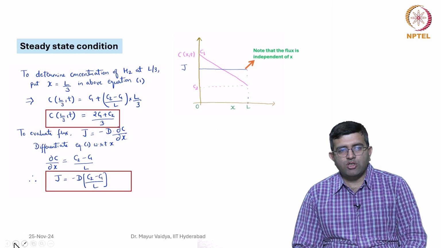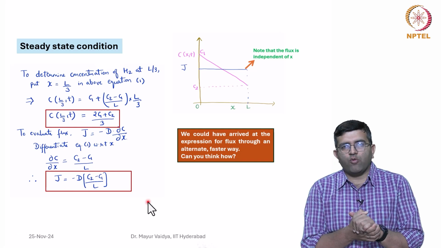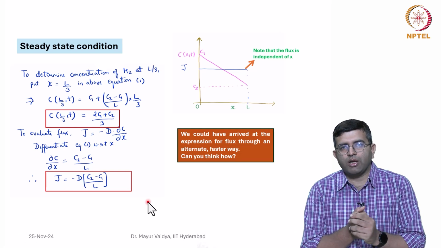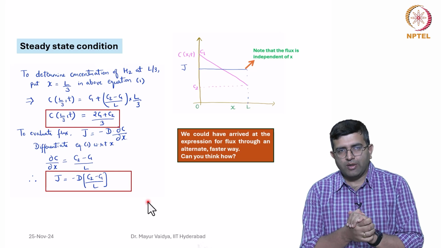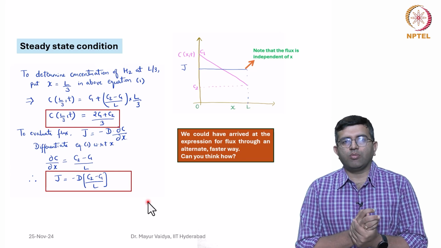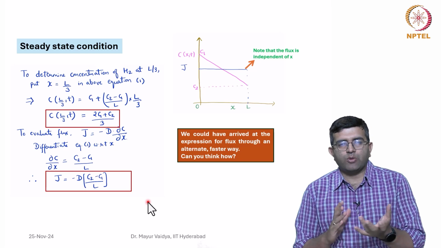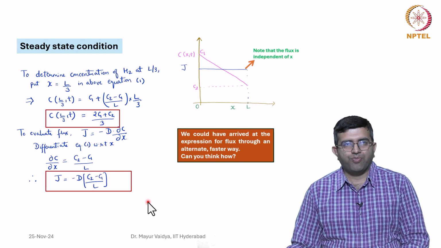Now, if you carefully observe, you will see that we could have arrived at the expression of flux through an alternate and much faster way. Can you think how? Let me know in the forum if you can find out a much faster way to arrive at J.